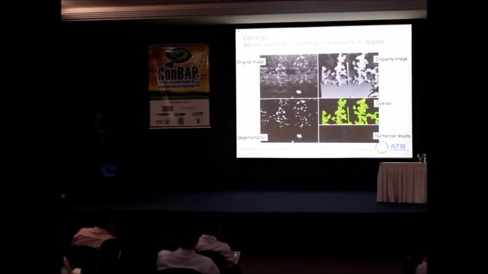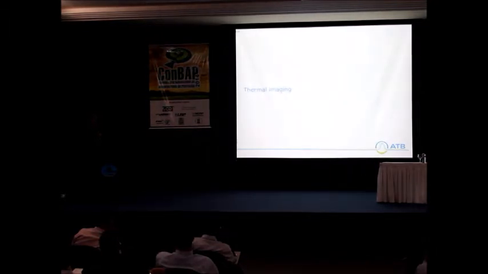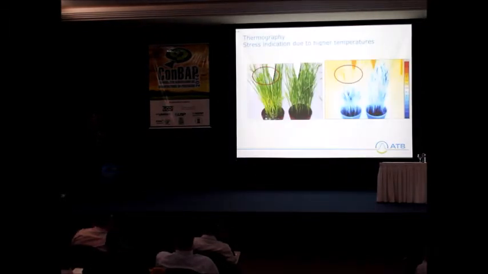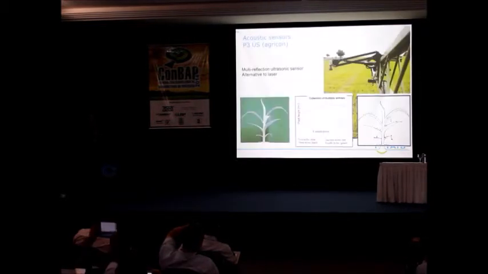I can tell you that this is a very challenging undertaking and it's not done yet. But this is one approach for how to use 3D vision, and algorithms for that are starting to get very fast. So thermal imaging is something which is also of interest for ground stress detection, but it's very difficult to make that work under field conditions. Acoustic sensor. This is a new one by Agricultura. It uses multiple echoes to construct a 3D shape of the Colina.